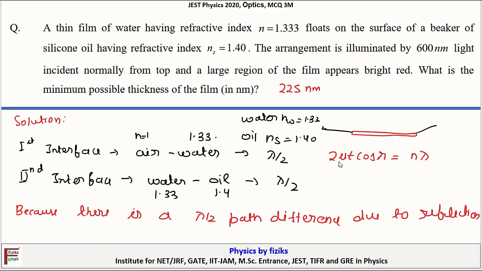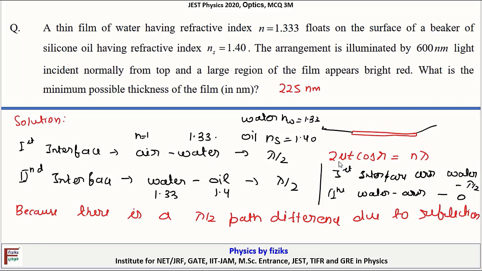In such cases, in the first interface, that is air-water, the path difference will be lambda by 2. At the second interface, water-air, there would not be any path difference, so that would be 0. So here the condition was modified to 2 mu t cos r equals n plus half lambda. The interface is like here, rare to denser and then denser to rare. So you just have to remember this condition, where it is moving from rare to denser or from denser to rare. The condition would be modified accordingly. So the answer for this problem will be 225 nanometer.